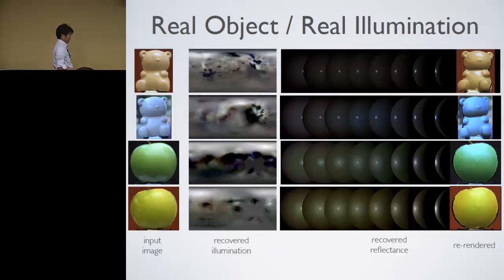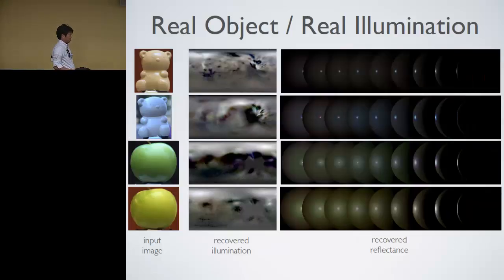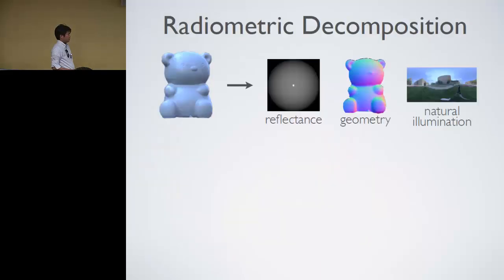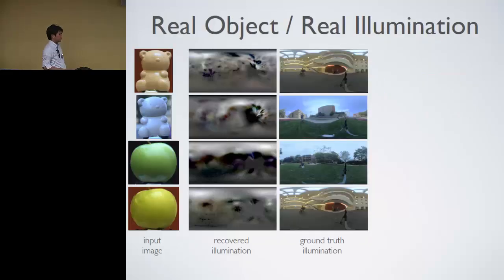We can even use just an apple whose reflectance we have no idea about as a light probe to actually get the illumination like this. And that will be useful for predicting how other objects would look, which can be used for scene understanding and tracking and so on.